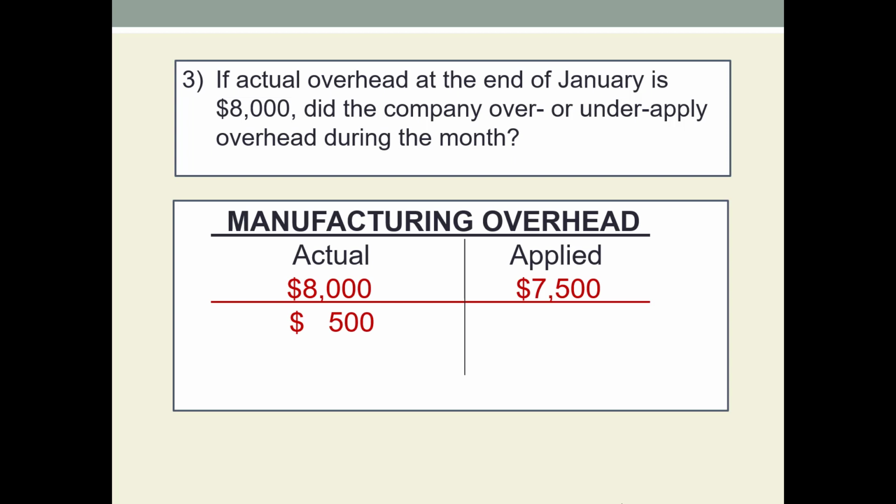Now let's pause to understand what this is telling us. Based on our overhead rate, we assigned $7,500 of overhead costs to inventory. At the end of the period, we find out we actually incurred $8,000. Since we incurred more cost than we assigned to inventory, we have a $500 balance that is underapplied. We have underassigned cost.